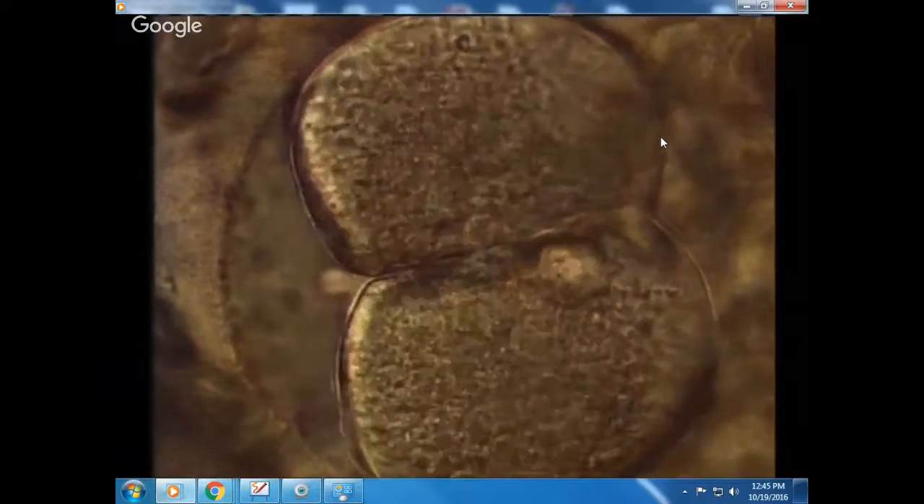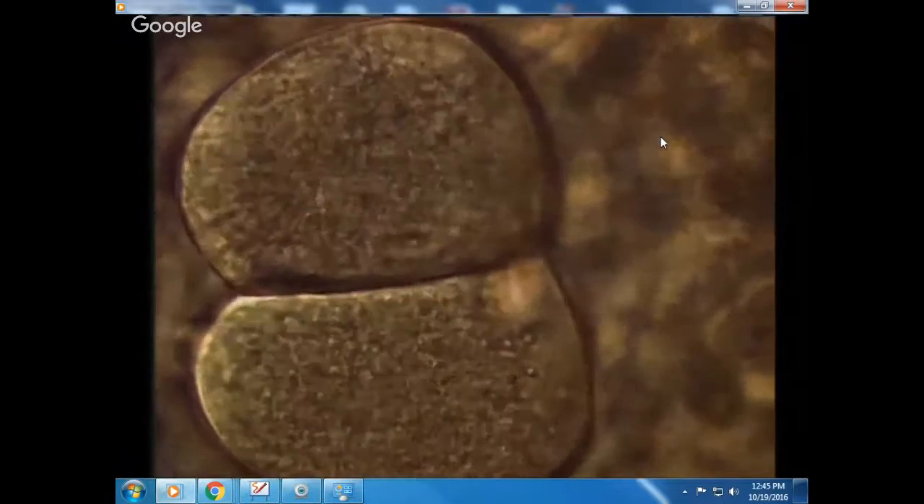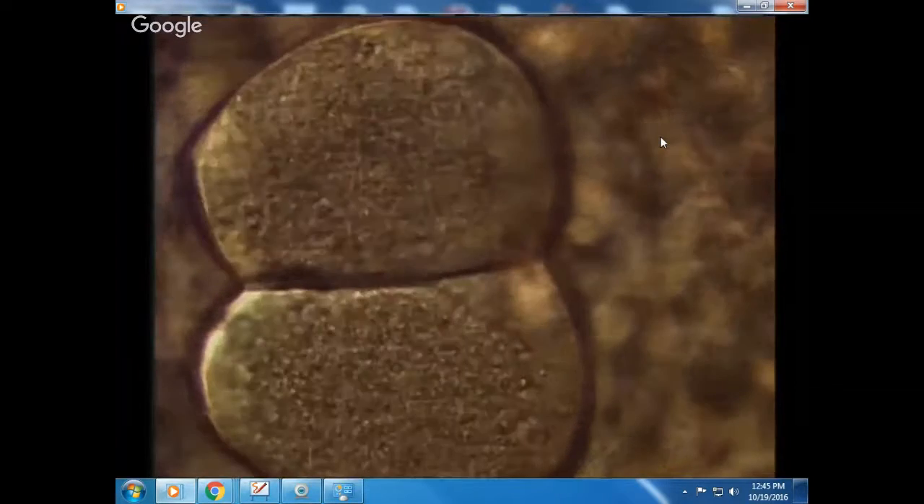Almost immediately, the egg divides itself into two identical cells. These daughter cells are the first of the billions to come that will culminate in the birth of a single new human being, or maybe more.